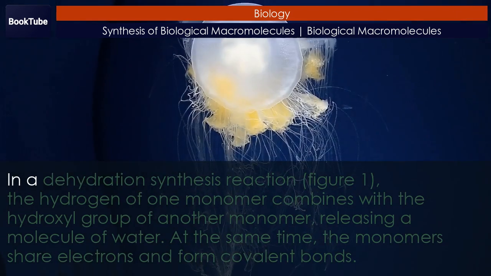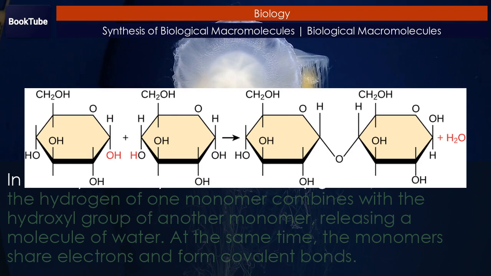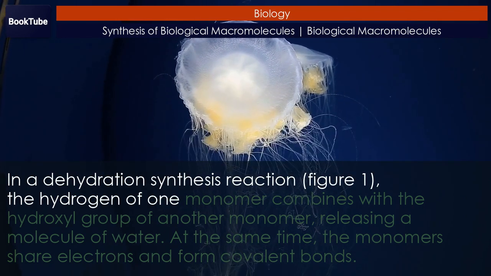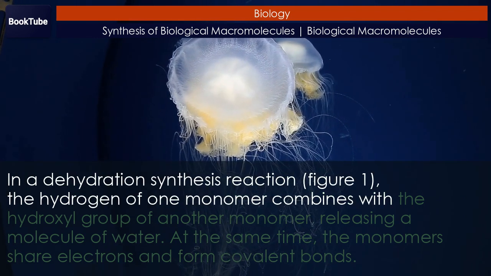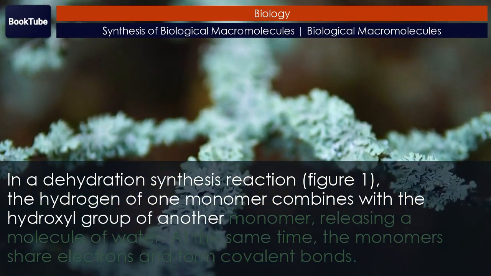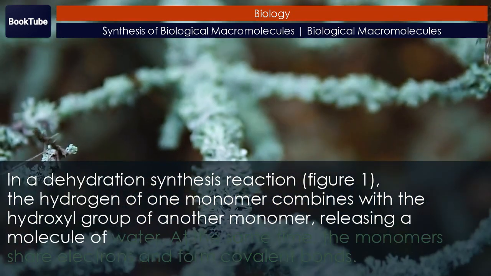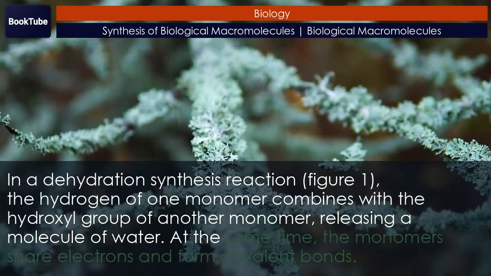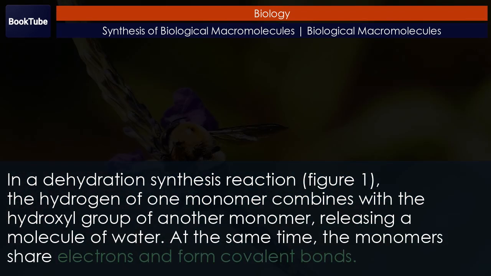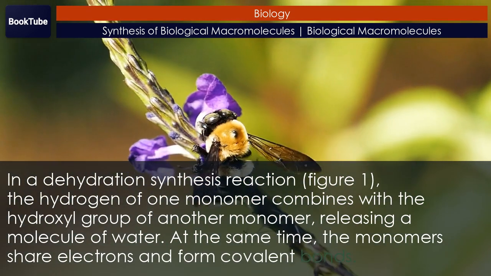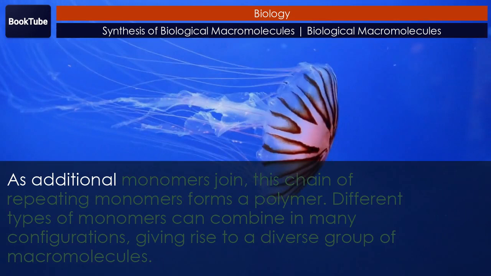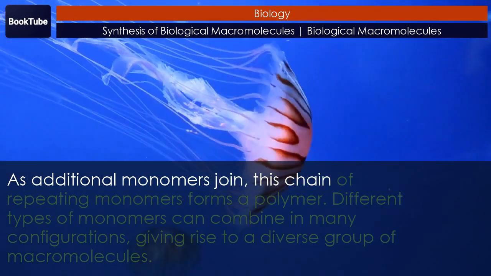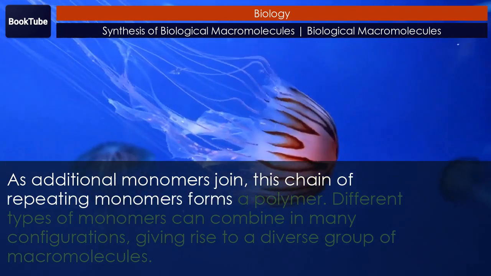In a dehydration synthesis reaction, Figure 1, the hydrogen of one monomer combines with the hydroxyl group of another monomer, releasing a molecule of water. At the same time, the monomers share electrons and form covalent bonds. As additional monomers join, this chain of repeating monomers forms a polymer.